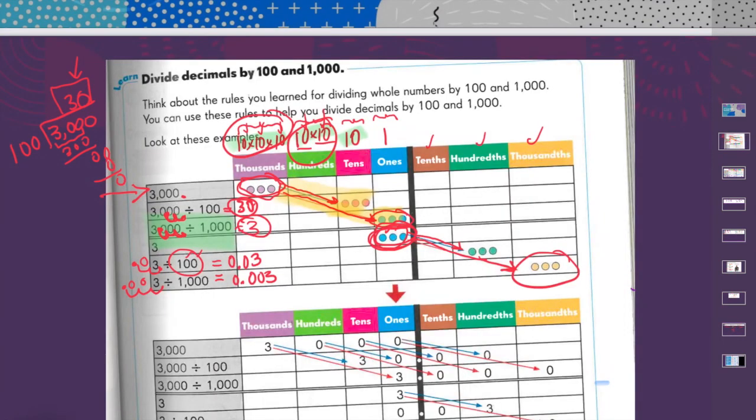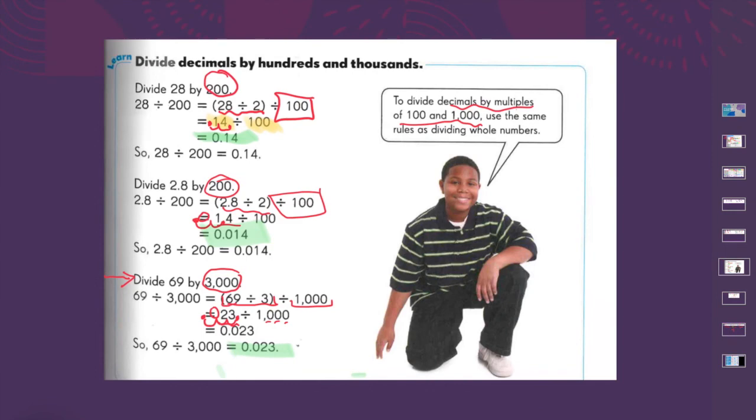So in this lesson, we looked at what happens when we divide decimals by 100 and 1000. We also looked at what happens when we divide decimals by multiples of 100 or thousands. So for example, 28 divided by 200. 200 is a multiple of 100. 2 times 100 is 200. So we can use that to give us a basic fact, like 28 divided by 2 is 14, and then we can divide 14 by 100.